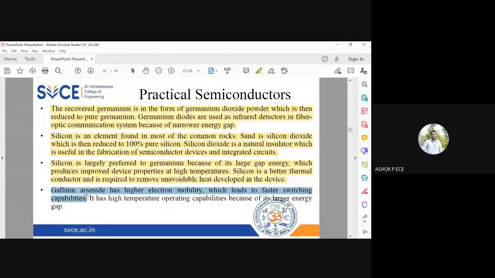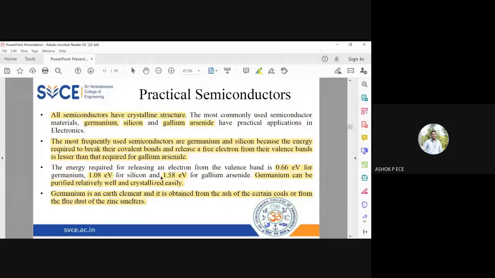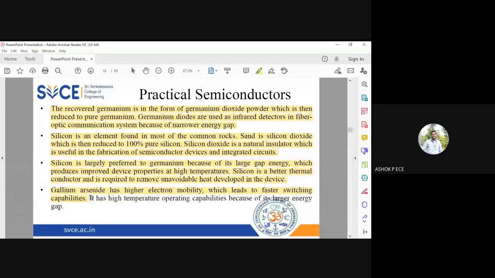Gallium arsenide has a 1.58 electron volt energy band gap, so it can also help in operating the device at very high temperatures. We will see all three elements, but we will restrict our study only to silicon and germanium. Germanium is available as germanium dioxide. If you reduce it, you get germanium. Silicon is also available as silicon dioxide. If you reduce it, you get silicon.